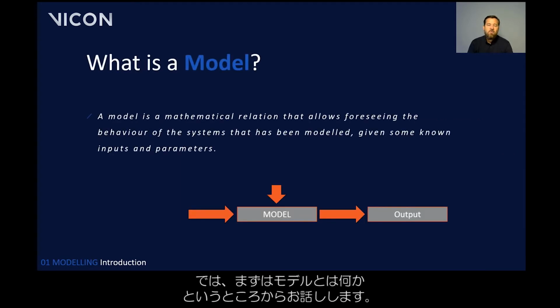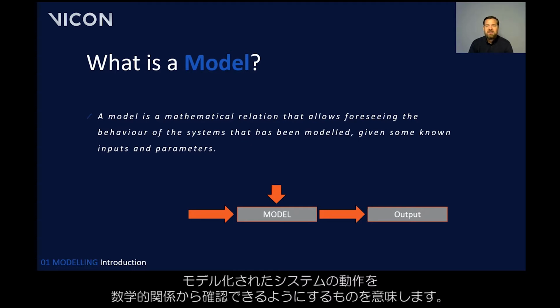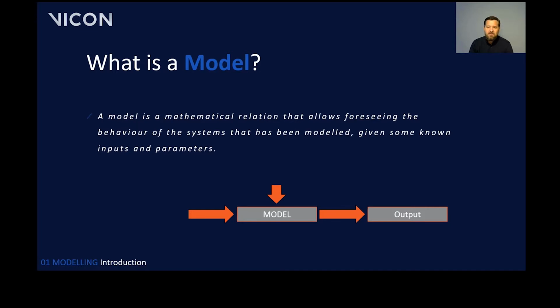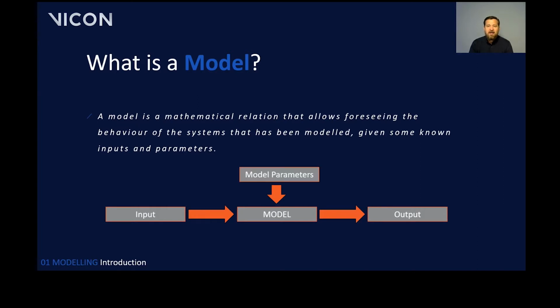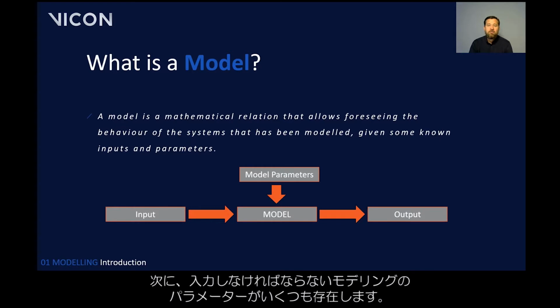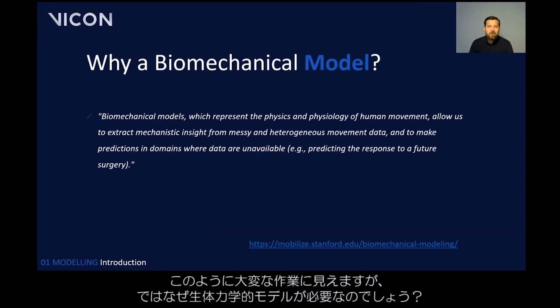So firstly, what is a model? A model is a mathematical relation that allows the foreseeing of the behavior of systems that have been modeled, given some known inputs and parameters. So we have our model and our output, but what we do need is something to put into our model, our biomechanical model, and then we also have some modeling parameters that we need to input.